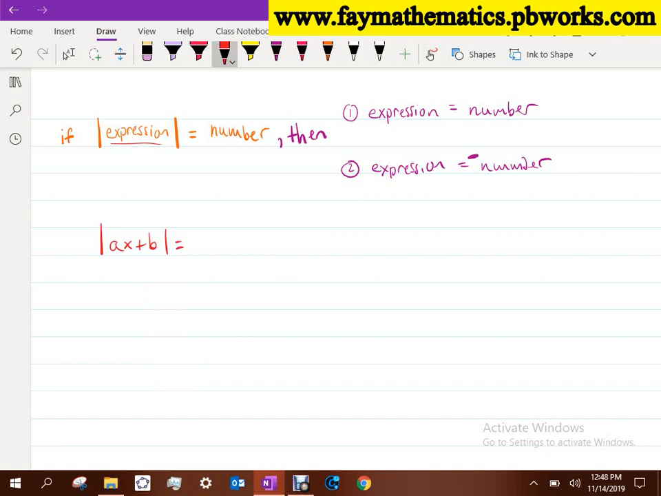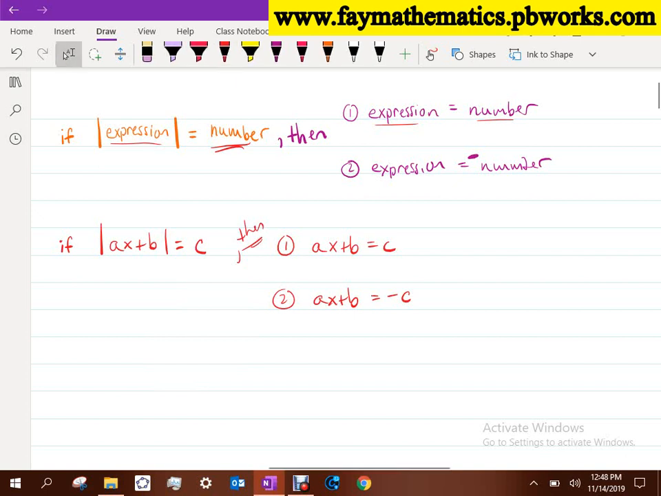Instead of writing the word number over here, they'll write c. And c just represents some random number. If that's what our current problem looks like, then we get the ability to solve ax plus b equal to the number, and then the other one is ax plus b, your expression, equal to the opposite of that number. So that is the mathematical way of writing it. Does that make sense? Okay. So you might see that discussed in some manner at some point.